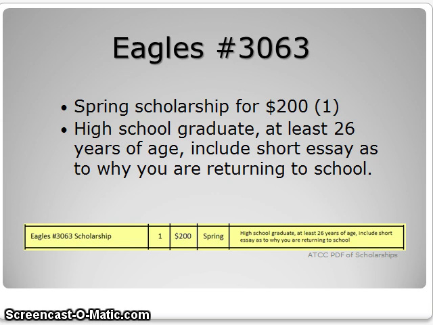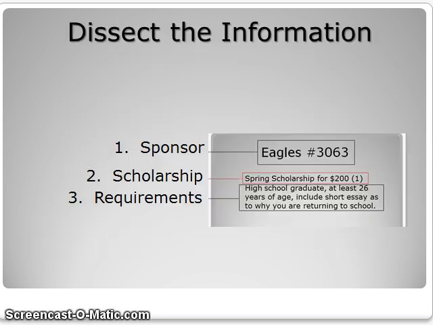What we are going to focus on is gaining the information required to write an essay that will help you stand out from the average applicant. First, let's break down the scholarship. A typical scholarship has three main parts of information. These parts are: 1, the sponsor, who is the group or individual providing the scholarship; 2, the scholarship, describing what is awarded and when; and 3, the requirements you must meet to qualify for the scholarship.